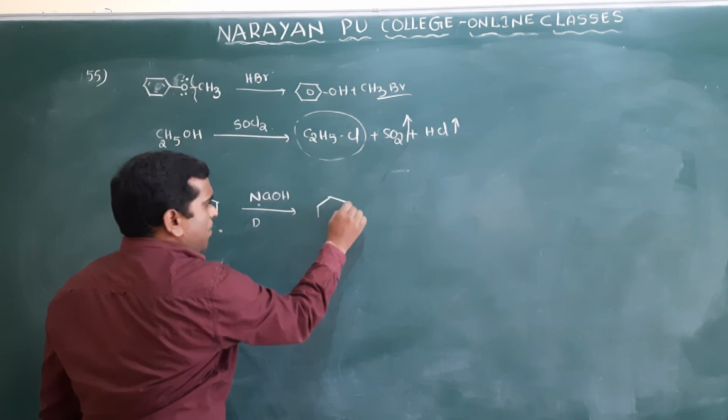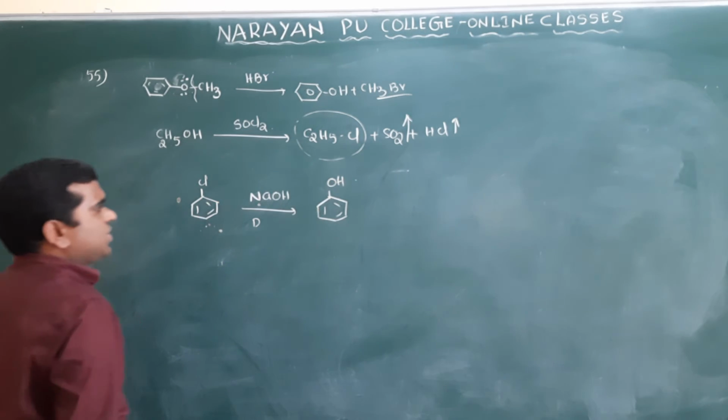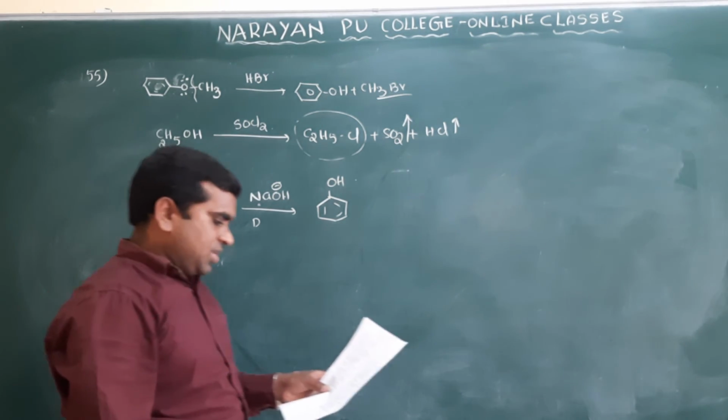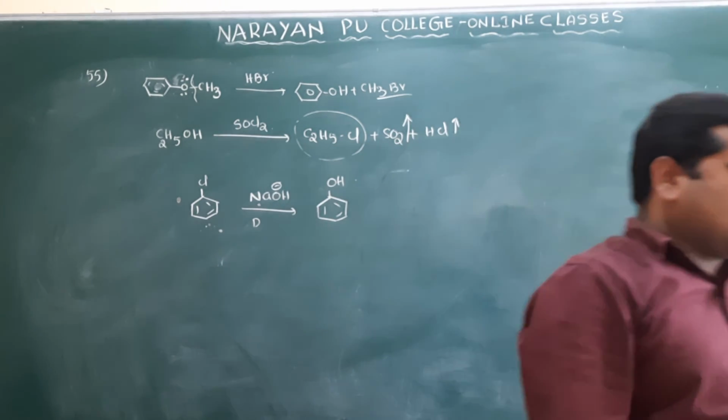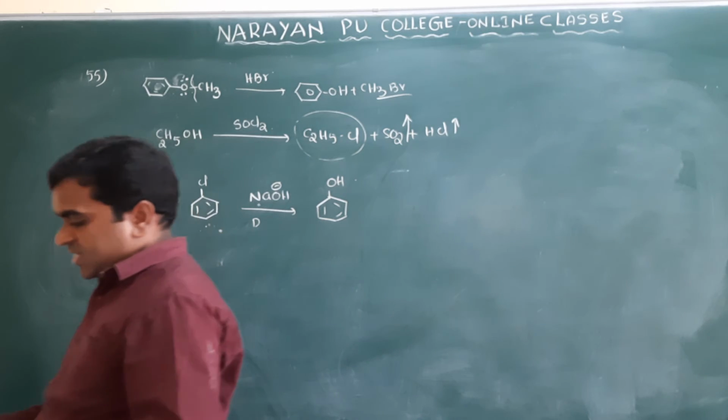You will get the compound with OH. So what is your option here? OH is substituting Cl, so your option is nucleophilic substitution reaction. Which reaction is it? Nucleophilic substitution reaction. Next one.